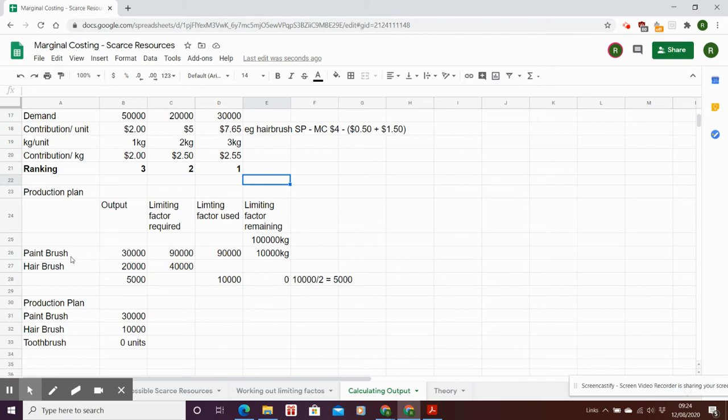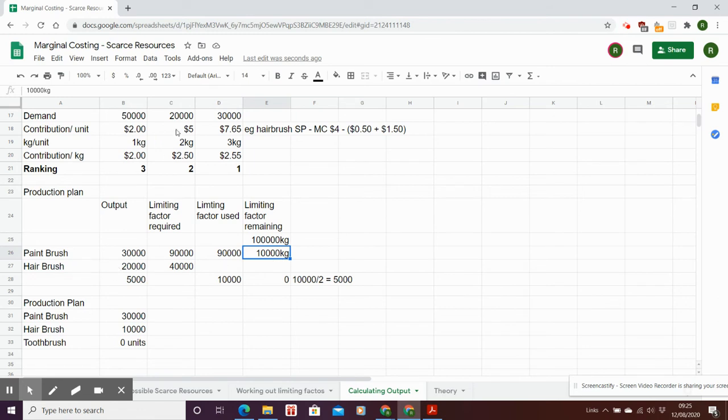So the first product in the ranking is a paintbrush, and we're going to make all 30,000 units, and that's going to require 90,000 kilograms of horsehair. That's fine because we know that we can produce all of the paintbrushes. So the limiting factor used on paintbrushes will be 90,000 kilograms. That leaves 10,000 kilograms over for the hairbrush.